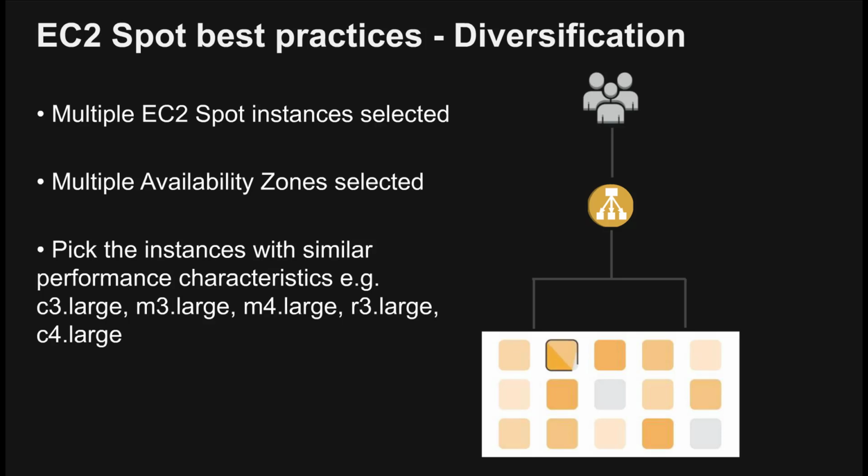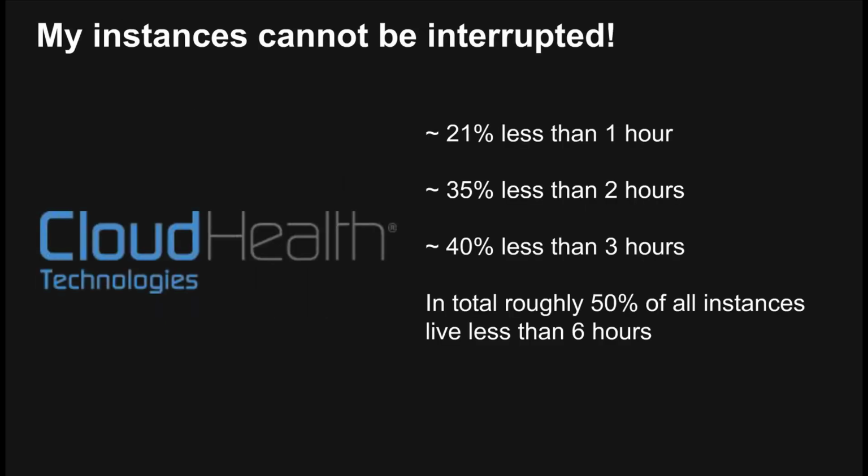And so this is one possible option that you could use when it comes to using the spot market to power your web applications. All right, so I hear often that customers have workloads that just cannot be interrupted, right? So I like to show this study that CloudHealth did across all running EC2 instances, and it turned out that 21% of instances run less than an hour, 35% run less than 2 hours, on and on, 40% less than 3, all the way up to roughly 50% of all EC2 instances live less than 6 hours. And so what does that mean?